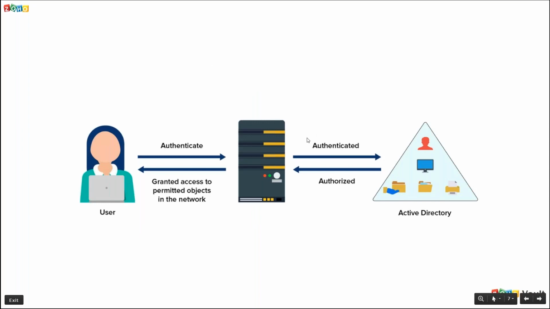Let's say a user Lara wants to access a computer attached to the company's Active Directory. First, the user will enter the Active Directory or domain credential on the machine for authentication. If the credentials are successfully authenticated in AD, based on the permissions configured in the Active Directory, the user will be authorized and access will be granted to the computer and other objects within the company's network.